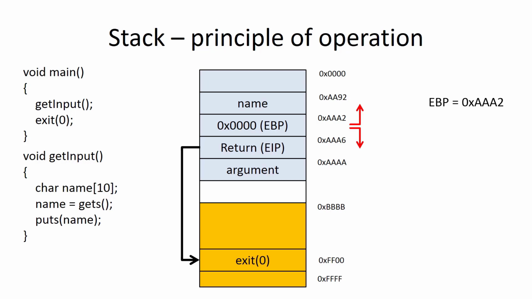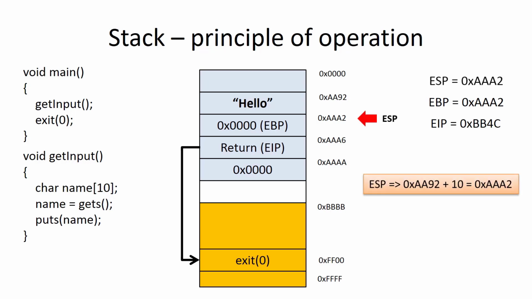For example, if we want to access the first element, we just increment EBP by 8 bytes. But if we want to access name variable, we just decrement EBP by 10 bytes. In our case, user entered hello string and this value was placed into the stack. Now we need to release the stack and return control back to the main function.